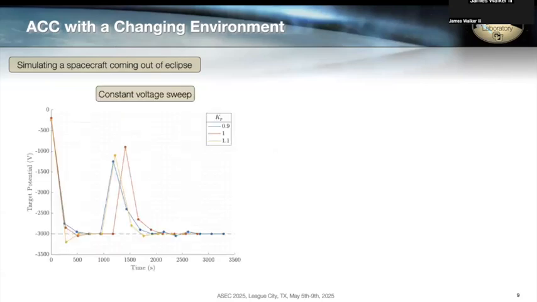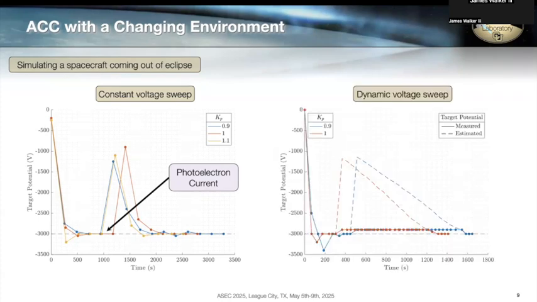So first, starting with the constant voltage sweep, you're able to see that we allow our control to converge, we apply our photoelectron current, and then the control just immediately measures the higher potential, and then adjusts the control accordingly, and is able to converge back down to our desired negative 3,000-volt potential. The dynamic voltage sweep is another story.